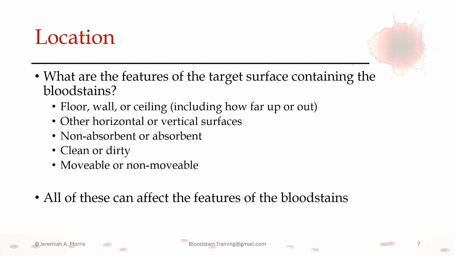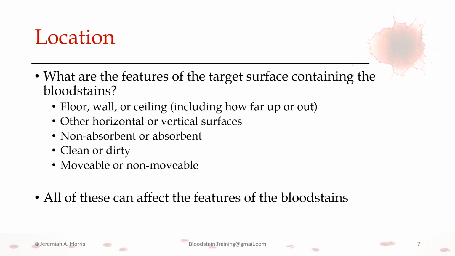Those are the location. When it comes to the features of that target surface, is that an absorbent or non-absorbent target surface? If we think of an absorbent target surface, we're thinking of a couch with a fabric upholstery, and the non-absorbent is going to be the floor, such as a linoleum floor or a tile floor. The fact that a target surface could be clean or dirty can also affect the appearance of the bloodstains, as well as if this object is movable or non-movable.